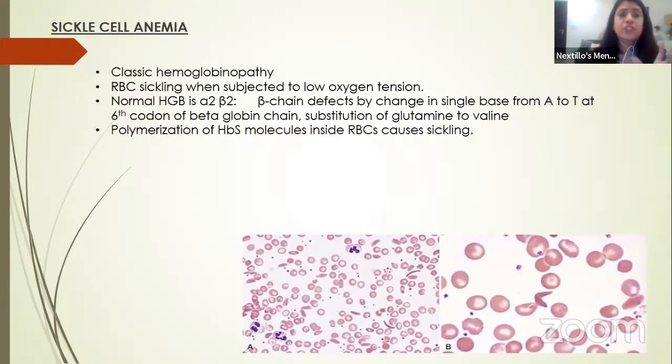Now, what happens because of this polymerization? The RBC shape changes from biconcave to a sickle shape. What is a sickle? A sickle is that instrument that the gardeners or the farmers use. So the RBC changes to a sickle shape because the hemoglobin inside it has polymerized. Now, when does hemoglobin polymerize? It basically polymerizes when there is low oxygen tension.